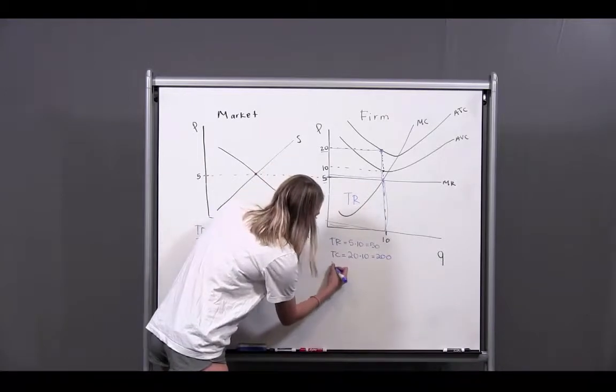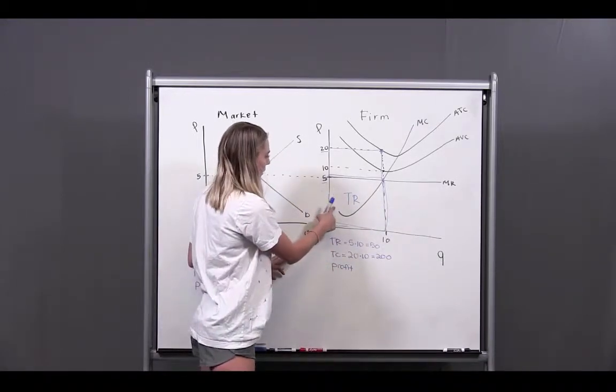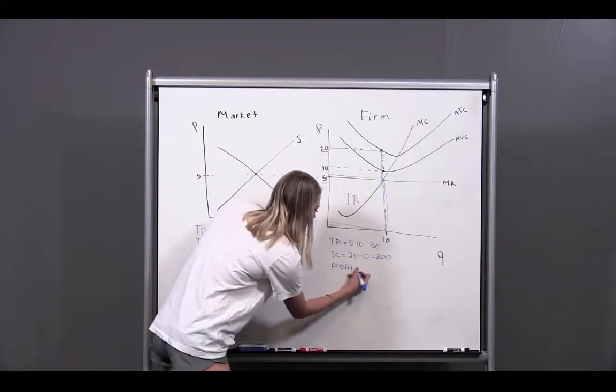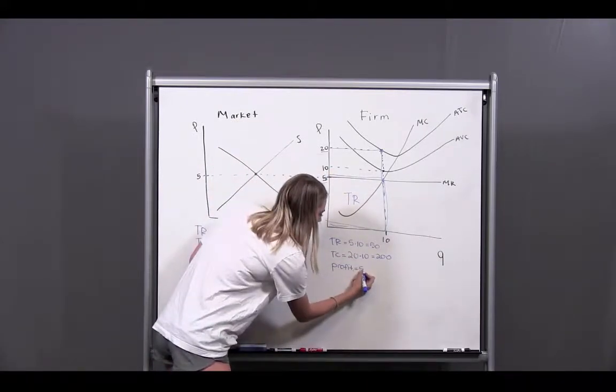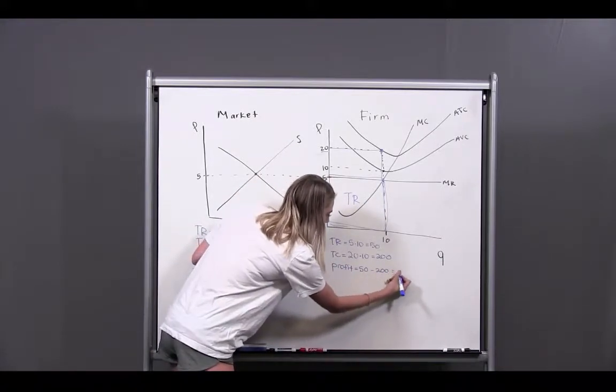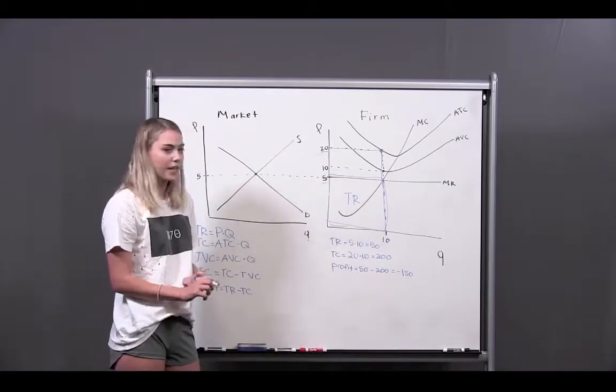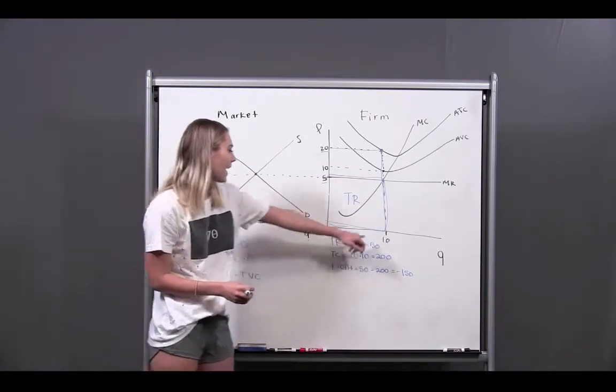So profit would equal this total revenue minus the total cost. So total revenue is 50 minus the total cost is 200, and that gives us negative 150. That tells us that this firm is losing $150 when producing at this quantity.